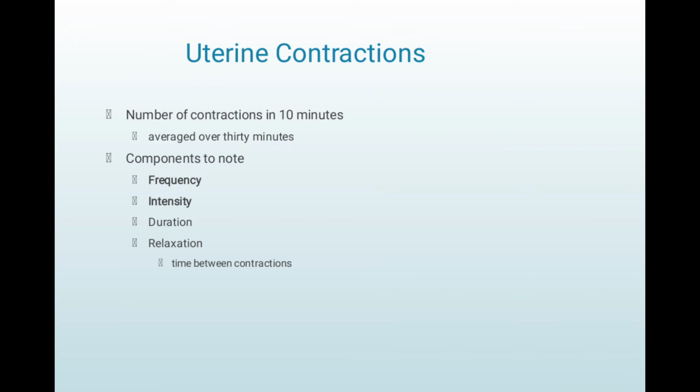Uterine contractions is the number of contractions in 10 minutes, averaged over 30 minutes. Components to note are its frequency, intensity, duration, relaxation, and time between contractions.